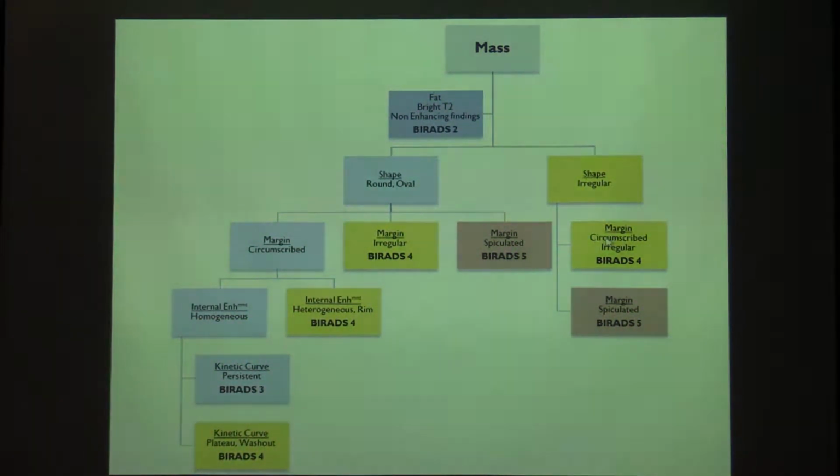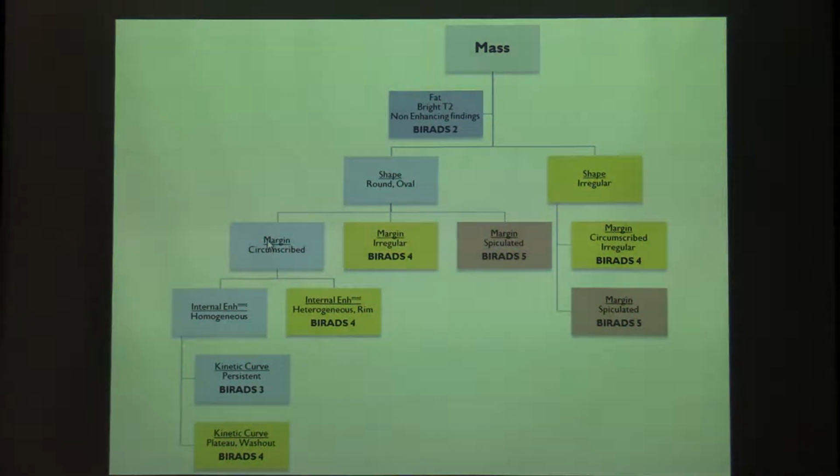Then you look at the margin. If the margin is circumscribed or irregular, this is still BI-RADS 4. If there is spiculated margin, this is BI-RADS 5. As you have seen, I didn't use a curve here. You don't need the curve, you can interpret things like that. So if the shape is round or oval, then look at the margin. If the margin is irregular, this is a BI-RADS 4, no need for the curves. If the margin is spiculated, this is BI-RADS 5.